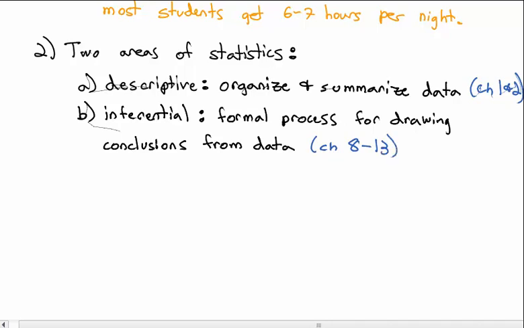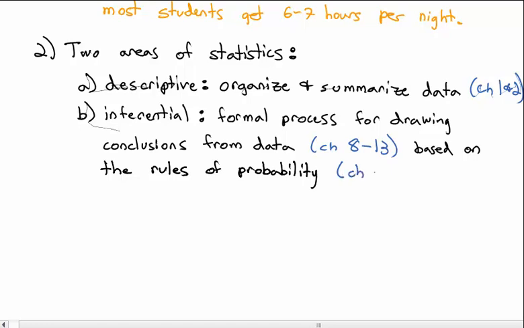Well, what about the middle? What about chapters 3 through 7? Well, this formalized process for drawing conclusions from data is really based on the rules of probability. So in order to do that formalized process, we need to understand those rules of probability, and that's what we're going to look at in chapters 3 through 7. So that's kind of an outline for the entire course of what you're going to see.